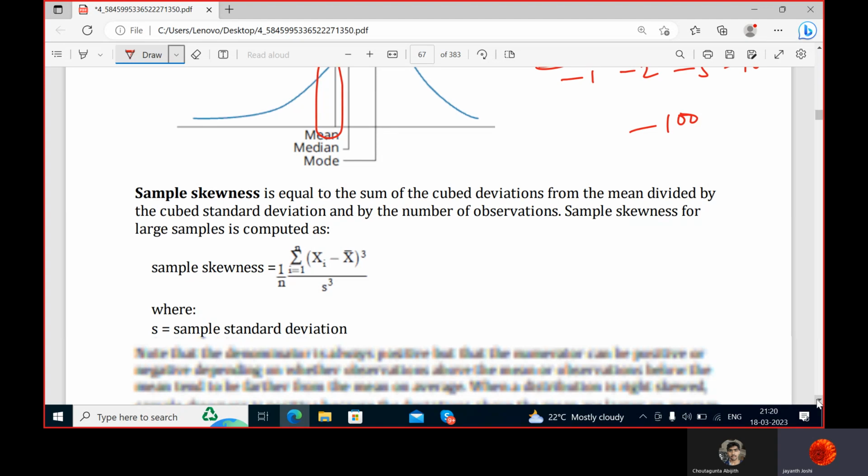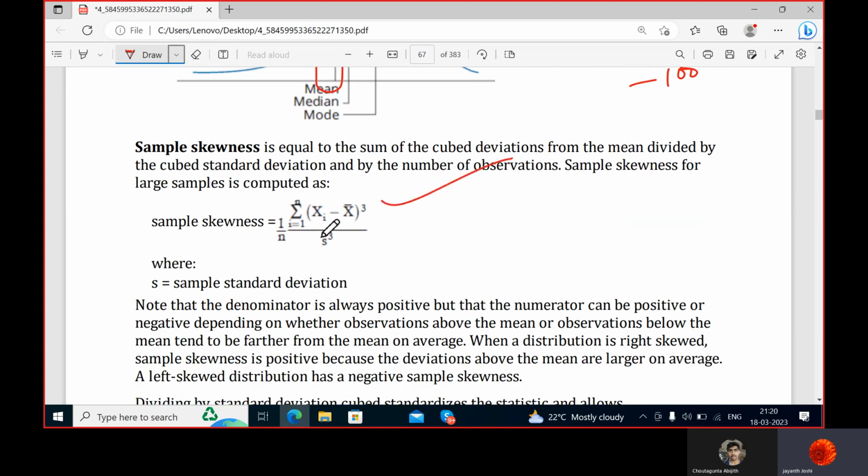Now, because of the outlier, the skewness formula is this, whereby it's the summation of the cubed deviations from the mean. So sample skewness is equal to the sum of the cubed deviations from the mean. Squared deviations give the variance, correct? Yes. Squared deviations, and the normal deviation is the mean.